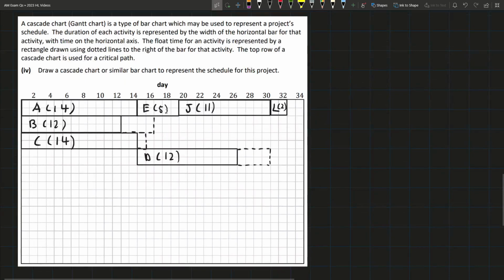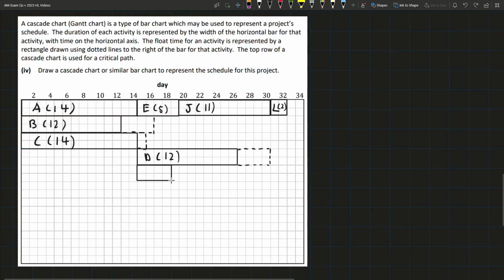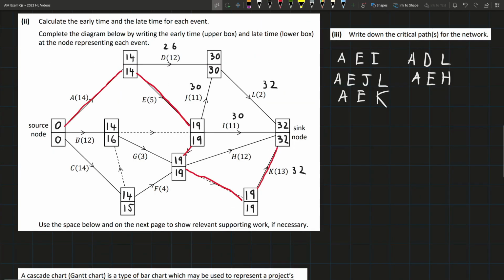E is already in our critical path, so we don't need to do that. F can start on day 14, it takes 4 days, and it can be delayed until day 19. So if it starts on 14 plus 4 is 18, it can be delayed 1 day, and it starts on 14. G can start on day 14, and it has to be done by day 19, so 14 plus 3 is 17, and then we have 2 days of leeway to bring us up to 19.